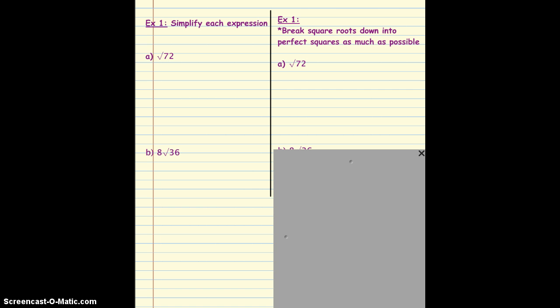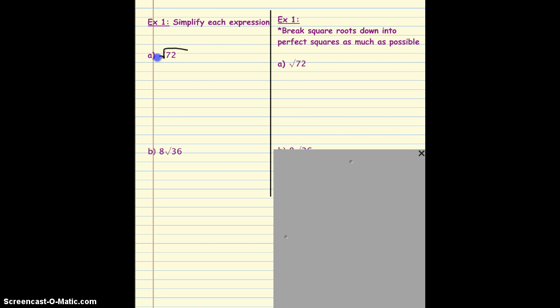Problem example A is square root of 72, and the square root sign really should have the square root going all the way across the problem. My computer just wasn't typing it, I'm sorry. So square root of 72. We want to break these down into perfect squares as much as possible. Remember, perfect squares are numbers that multiply by itself to give us the given number.